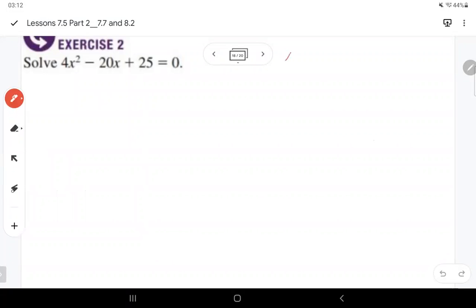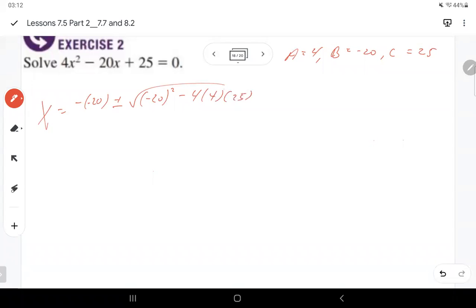Again, we have a equal to 4, b is equal to -20, and c this time is equal to 25. So we have x equal to -b, so -b times 20 plus or minus the square root of -20 squared minus 4 times a times c, all over 2a.